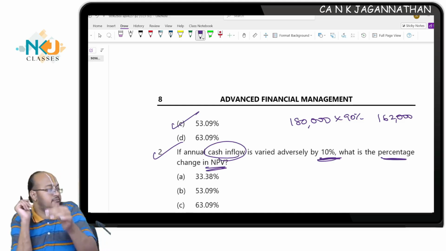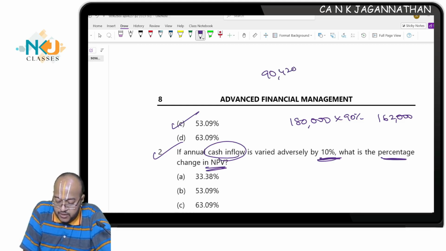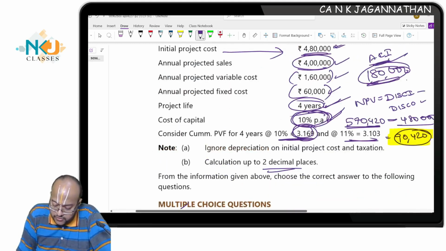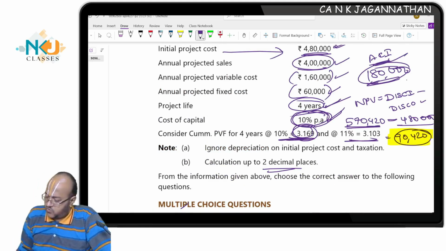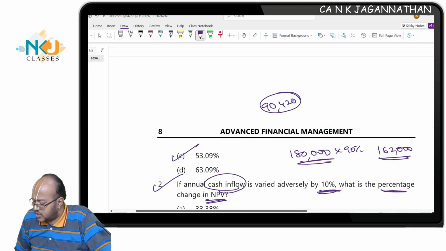Now, what is the impact on the NPV? Shall we recompute the NPV? First, keep in mind the original NPV of 90,420. The revised NPV will change because of 1,62,000. If you apply the discounted cash inflow, the annuity factor is 3.169. So 1,62,000 into 3.169 gives 513,378.